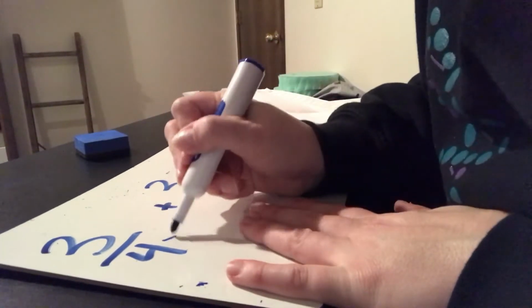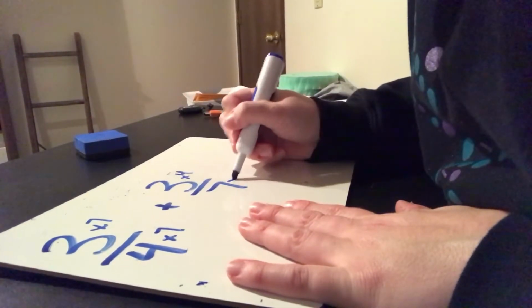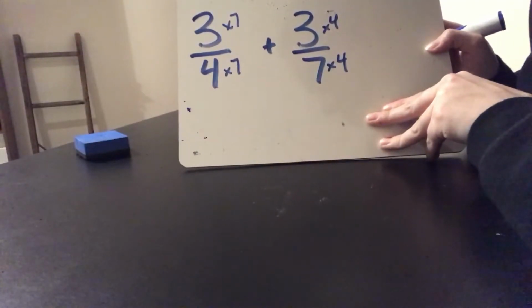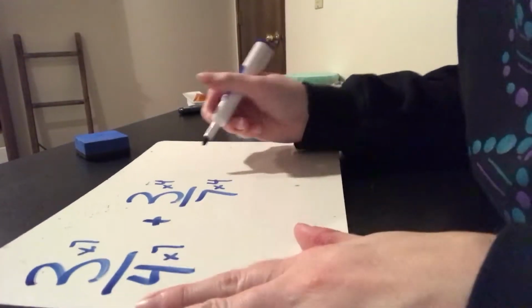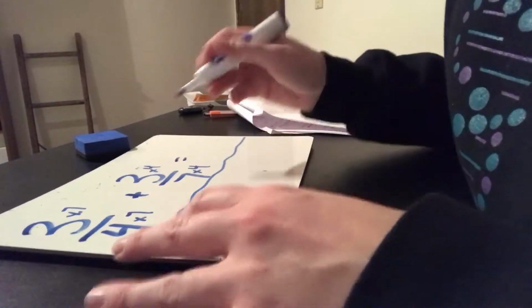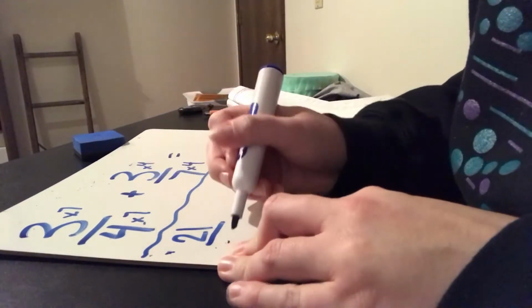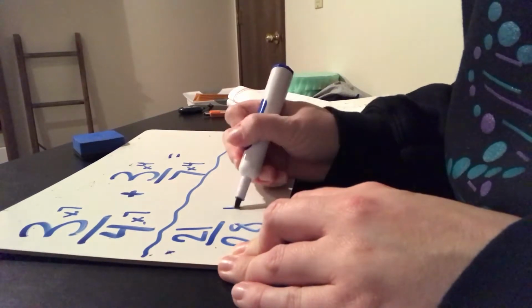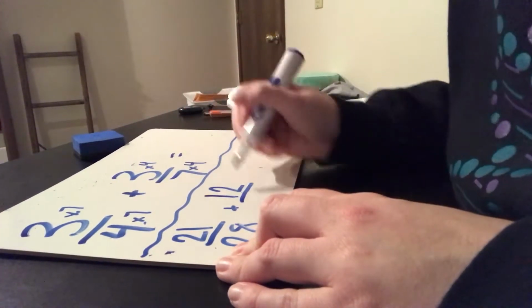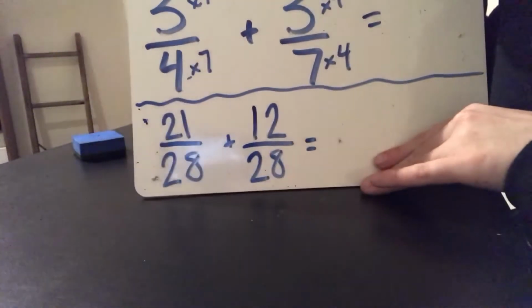So I'm just going to go times 7, because you do to the top what you do to the bottom. So now it looks like that. And I'm going to go ahead and do my work and rewrite it again down here at the bottom. I'm just going to draw a little squiggly line. 3 times 7 is 21. 4 times 7 is 28. 3 times 4 is 12. 7 times 4 is 28. So rewriting that, that's what it looks like.